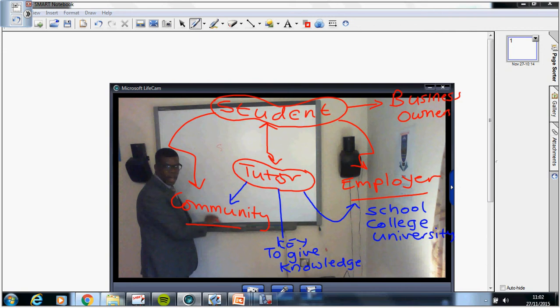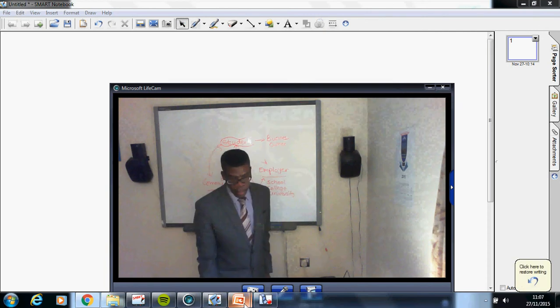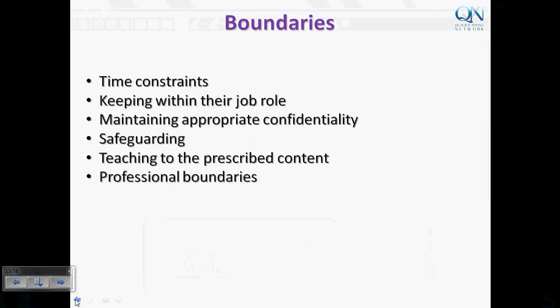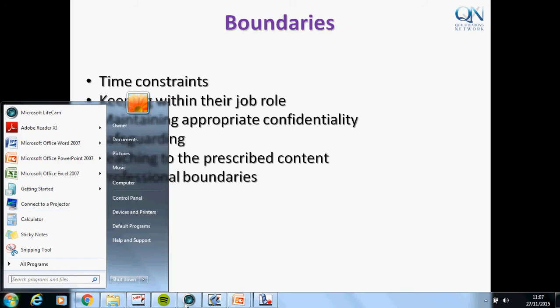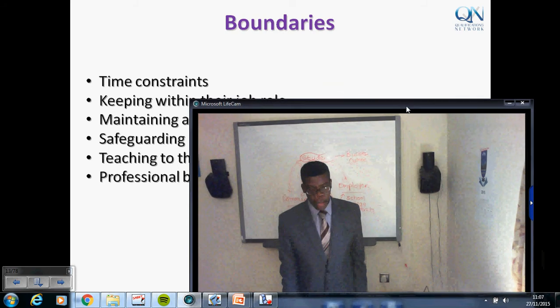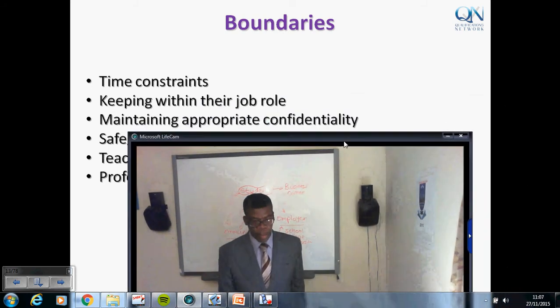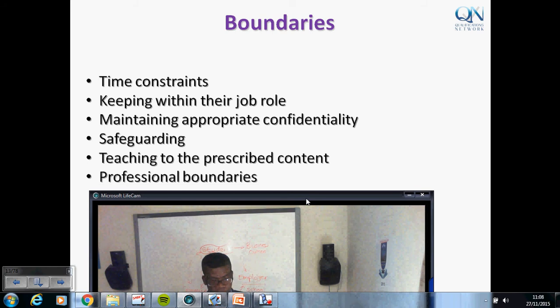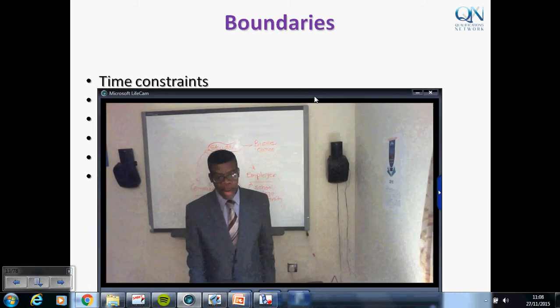Now, let's make a quick move here and deal with the other matters. So with that in mind, I want us to proceed and look at the following. Boundaries. In teaching, like any other profession, some of the important boundaries to look at are time constraint, keeping within job role, maintain appropriate confidentiality, safeguarding, teaching to the prescribed content, professional boundaries. So these are some of the areas we are going to look at.